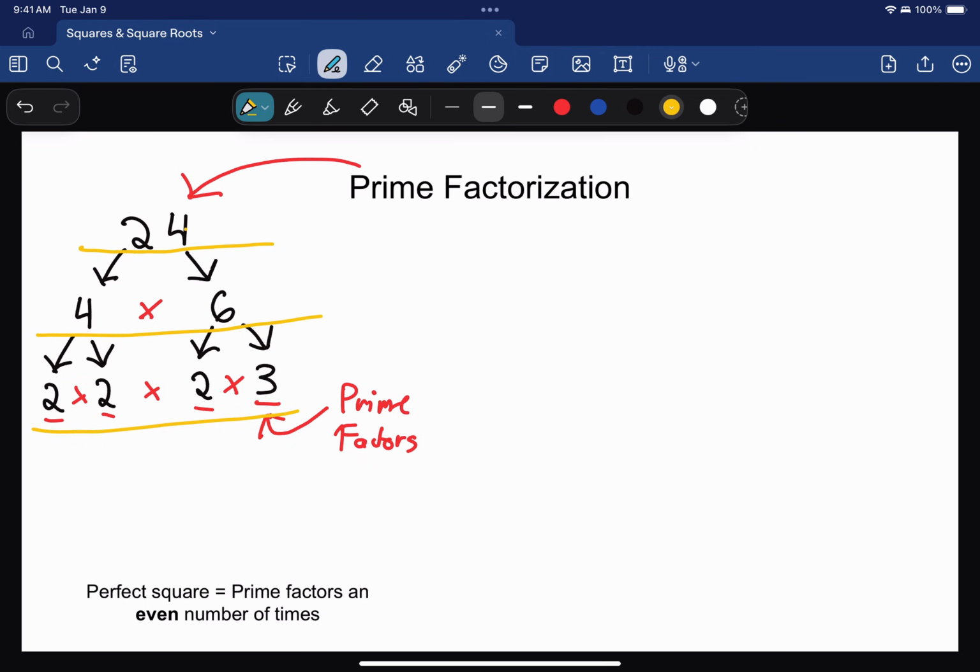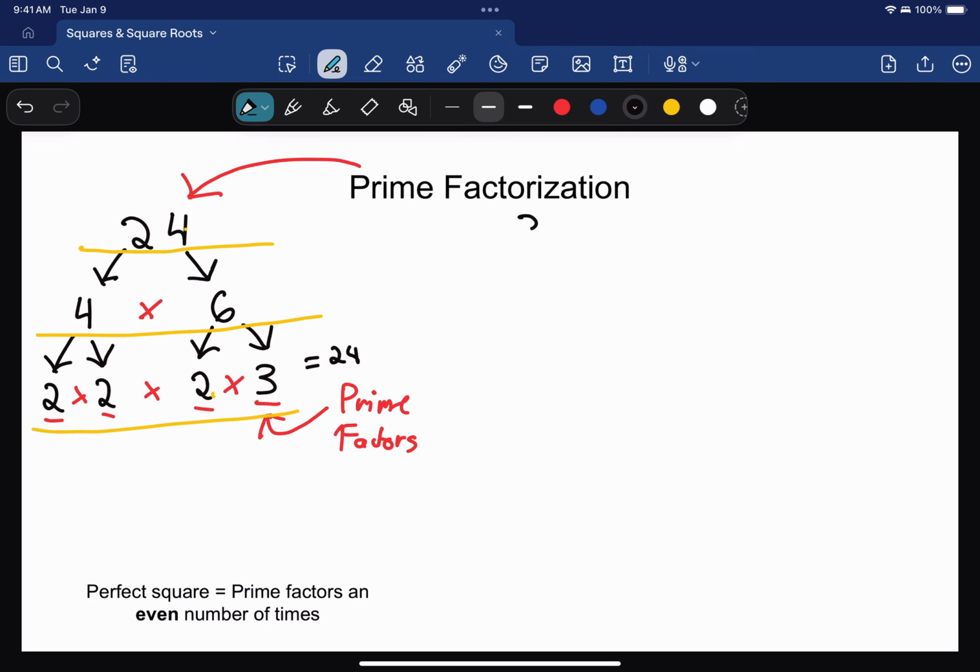24 is obviously 24. 4 times 6 is 24. 2 times 2 times 2 times 3 is also 24. So that is important to note about the factor tree: they all equal our number at the top. So let's do another one.